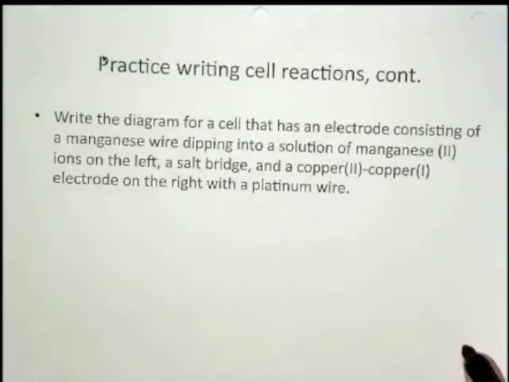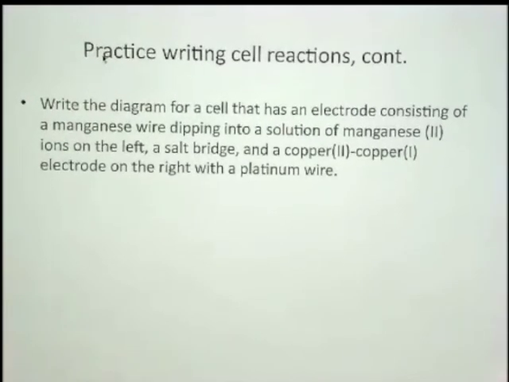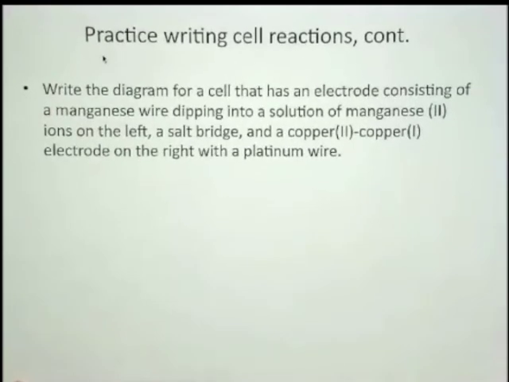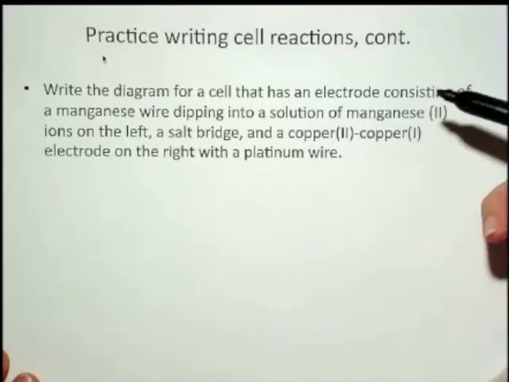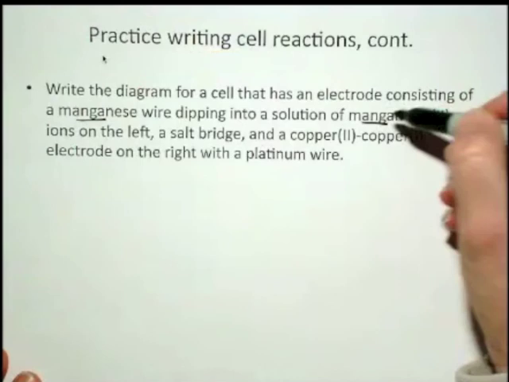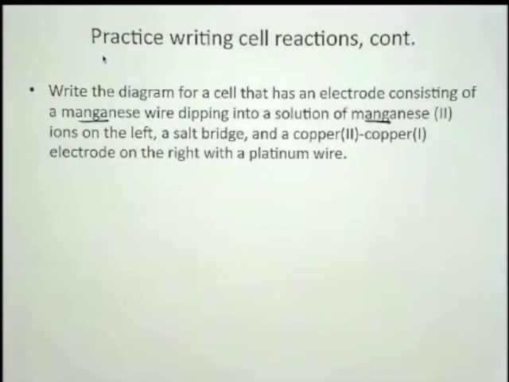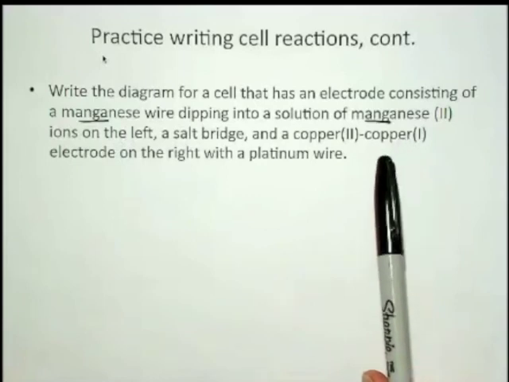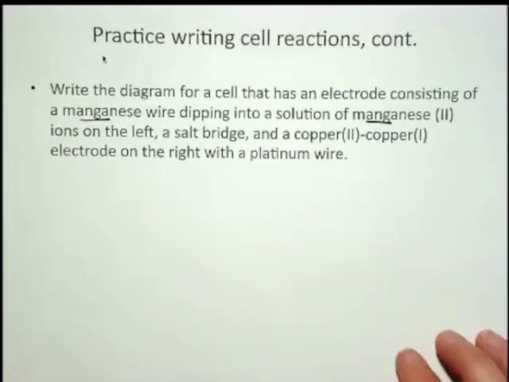Here's one more. Write a diagram for a cell that has an electrode consisting of a manganese wire dipping into a solution of manganese 2 ions on the left, a salt bridge, and a copper 2, copper 1 electrode on the right with a platinum wire. What I want you to do is brainstorm around this. I'll give you a hint, that's the oxidation reaction. See if you can draw your own electrochemical cell given this information, such that if you were on a desert island and all you had were manganese wire and a copper solution, how could you fabricate a little bit of electrical energy to get your two-way radio running again?